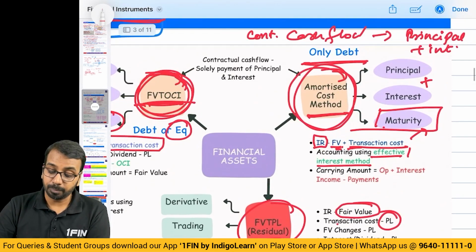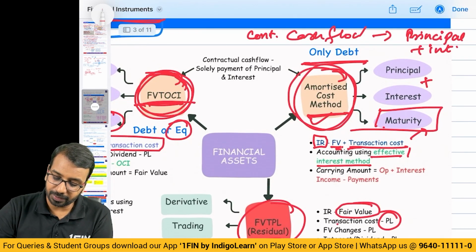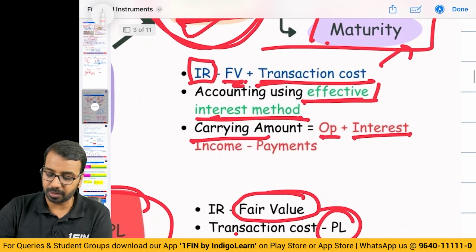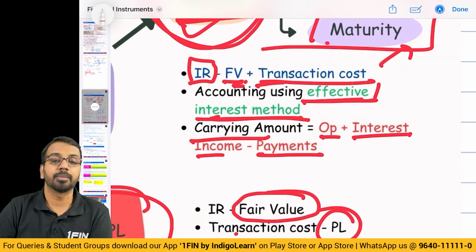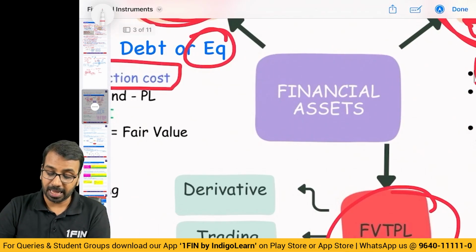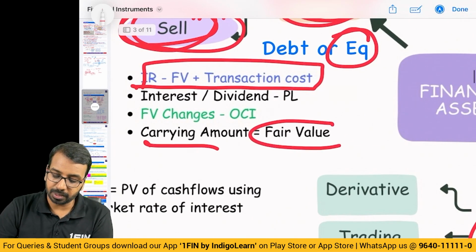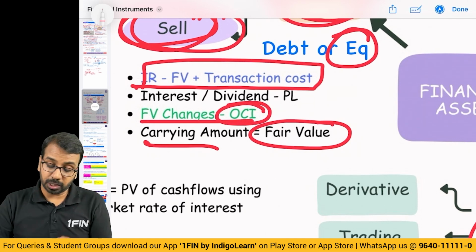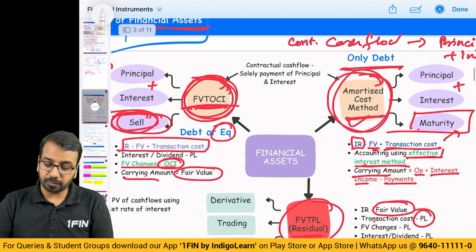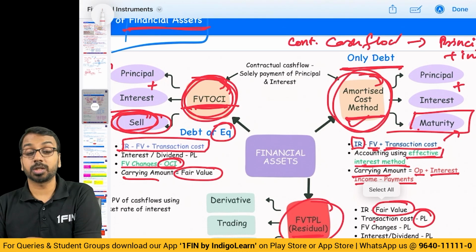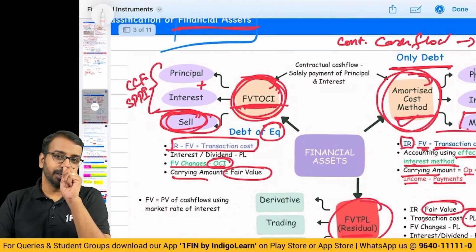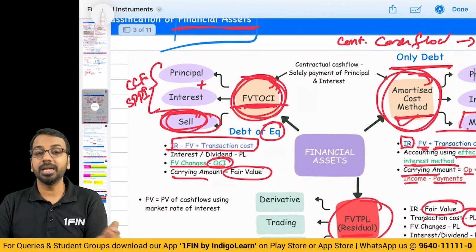Alright. Now, for amortized cost method, every year you will account for interest using effective interest method, and carrying amount is nothing but opening balance plus interest income minus payments, whatever you have received. And here, carrying amount will be fair value. Fair value changes will be taken to P&L. Now, one thing you have to keep in mind is calculation of interest for both amortized cost method and FVTOCI, the table will be same. The table will be same, table will not be different.